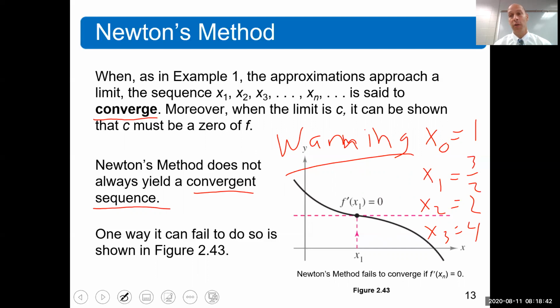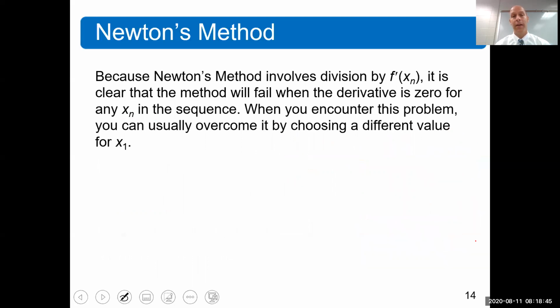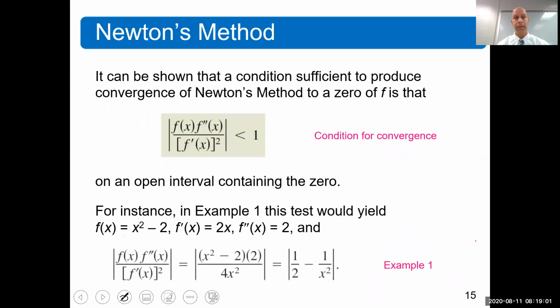Newton's method does not always work. It works a lot, but not always. Because Newton's method involves division by f prime of x sub n, it's clear that when that derivative is not defined or 0, we've got a problem. When you encounter this problem, you can usually overcome it by just picking a different value of x sub 1.